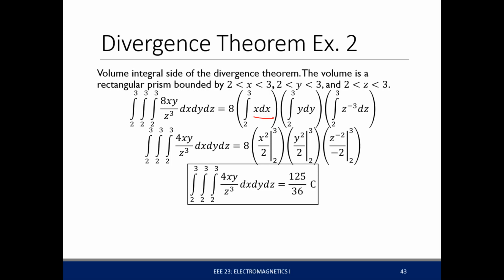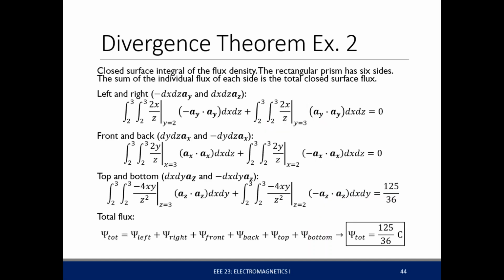The x variables will just remain with the x, y variables will remain with the y, and z variables will remain with the z. And you'll get this expression. You can solve for the total charge of that volume. You get 125 over 36. Now, we're looking at the cube, something like this. We're going to calculate the surface integral of that cube.